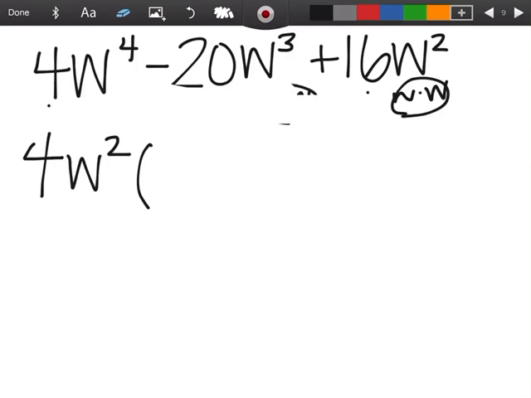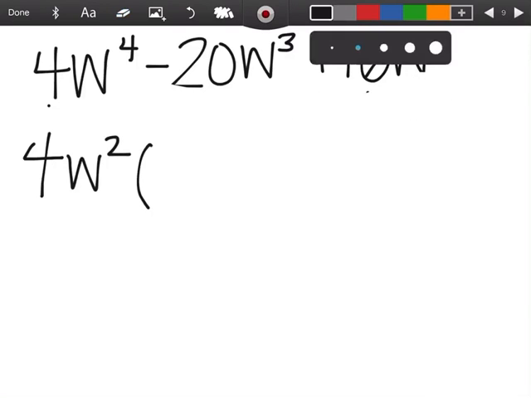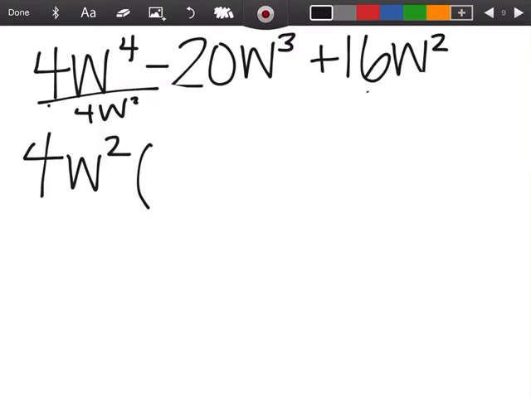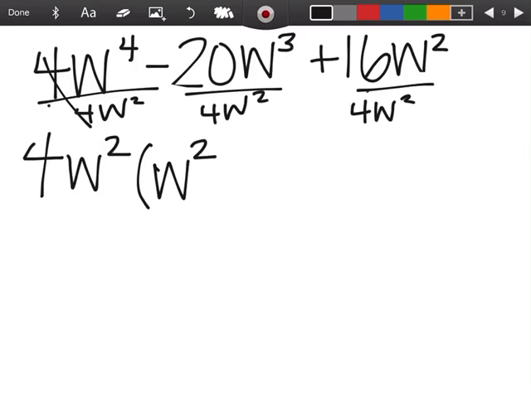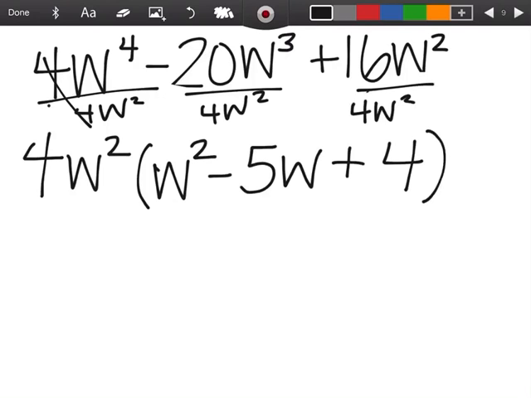So I'm actually going to erase this here so I can show you what I'm doing with the GCF. I'm factoring out, dividing out 4w squared from each term. When I do that, 4's cancel. If I have 4 w's and I take away 2, I'm left with 2, so w squared. Negative 20 divided by 4 is negative 5. If there are 3 w's and I take out 2, I'm left with w. And 16 divided by 4 is 4. Both w's got taken out, so I'm done.